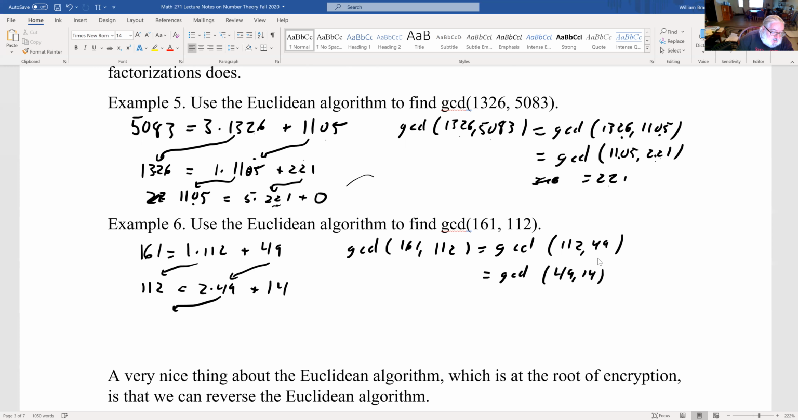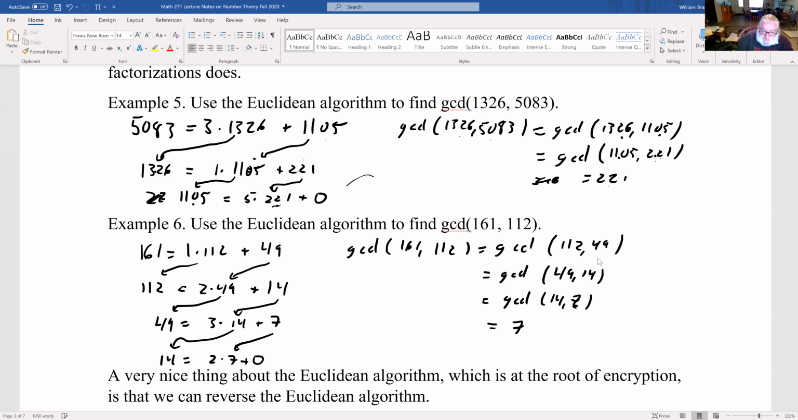And you can tell right now that that's going to turn out to be 7, but let's finish out the procedure. 49 equals something times 14 plus a remainder. And this something is 3 times 14, because that's 42, plus 7. So this equals the greatest common divisor of 14 and 7. And then we finish this off. We move the 14 over, 7 over, 14 equals 2 times 7 plus 0. Right? The greatest common divisor of 7 is 7, and that divides 14, right? That's what we have here. 14 is 2 times 7. And so the greatest common divisor of 161 and 112 is 7. We haven't factored these numbers, but we did find out the greatest common divisor, and all it takes is subtraction.